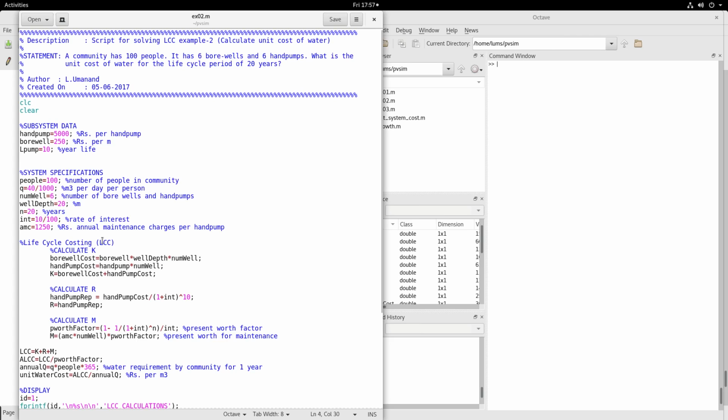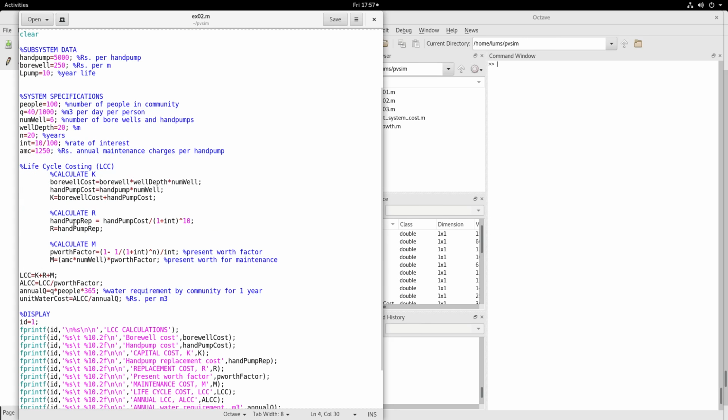So these are the specifications. For the life cycle costing, calculate K. We have found out the borewell cost, we have found out the hand pump cost. Add up these two, you will get the capital cost K. Then calculate the replacement. There is one replacement only, in the 10th year, that is, you have to replace 6 hand pumps. The hand pump cost includes 6 hand pumps divided by 1 plus i to the power of n, i to the power of 10. You get the replacement cost.